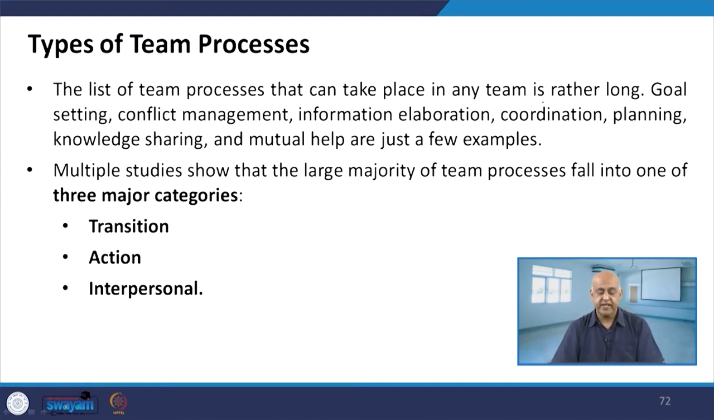The list of team processes that can take place in any team is rather long: goal setting, conflict management, information elaboration, coordination, planning, knowledge sharing and mutual help are just a few examples. So whenever we want to get the work from the team members, we should be able to handle goal setting, conflict management, information elaboration, coordination, planning, knowledge sharing and mutual help. Multiple studies show that the large majority of team processes fall into one of three major categories: transition, action and interpersonal.